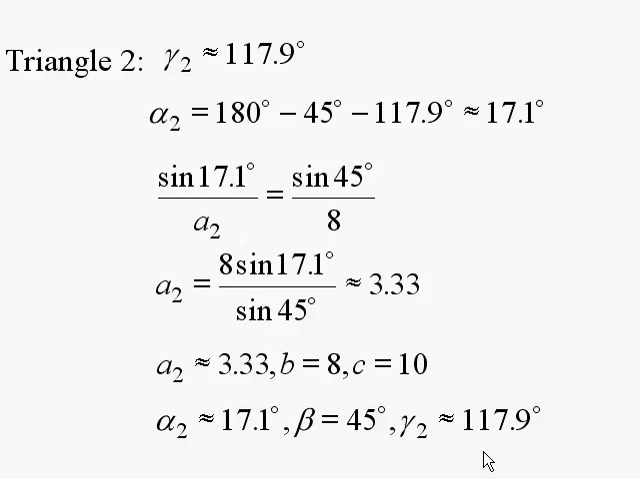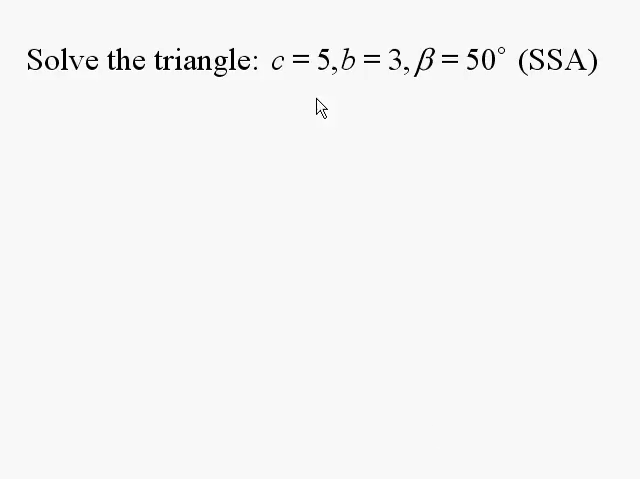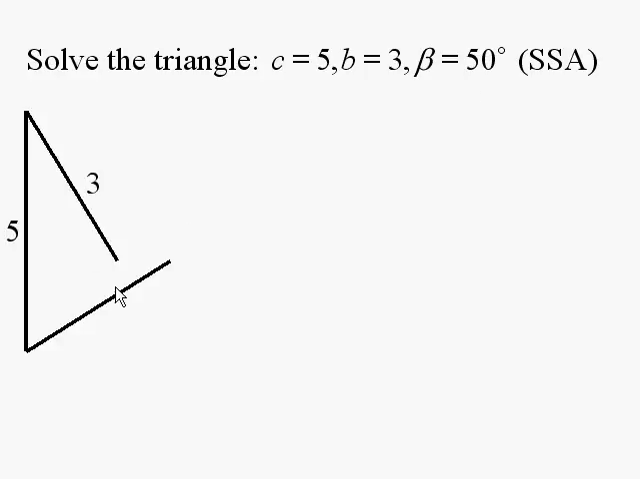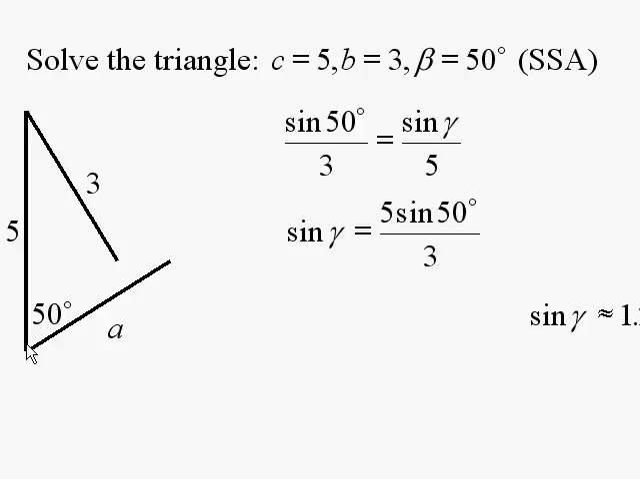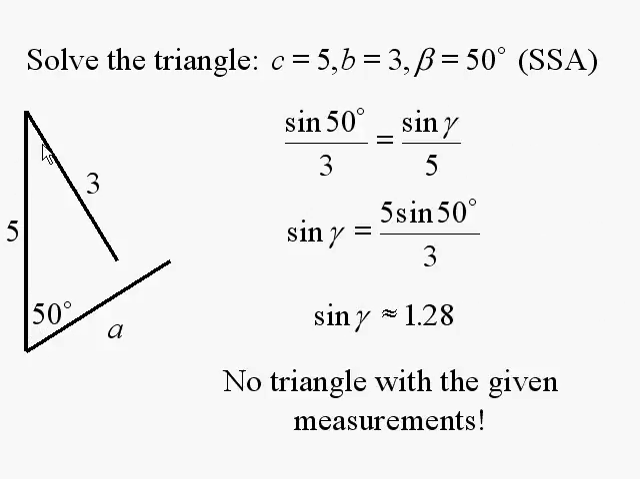You think it's bizarre that there are two triangles that work. Here's another situation. Looks like numbers that you could draw in. C equals 5, B equals 3, beta equals 50 degrees. Now if you just try to lay that out with a ruler and compass and draw that in, you'll find a problem. 50 degrees, 5 units up here, and 3 units down doesn't stretch, so that this triangle doesn't close up. There's no triangle with the given measurements, and that shows up analytically if you try to apply the law of sines.